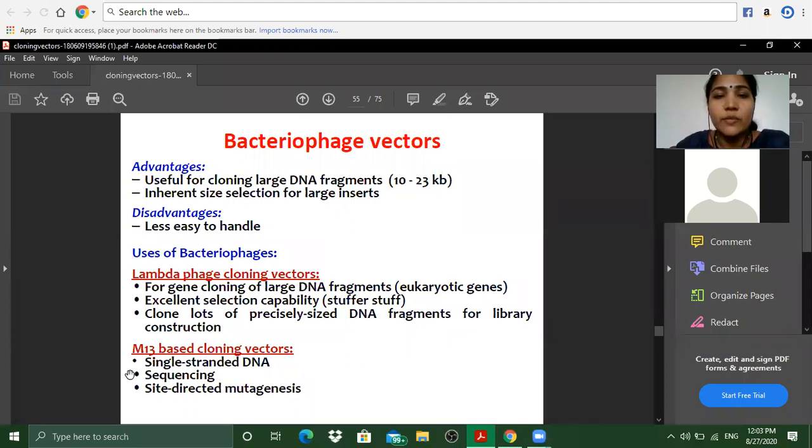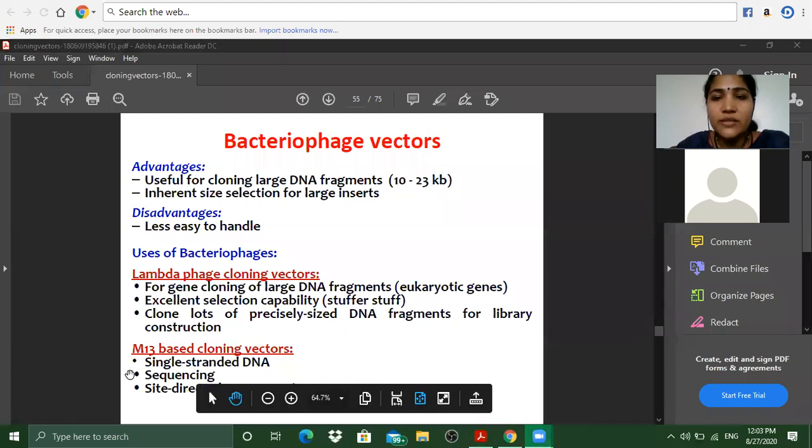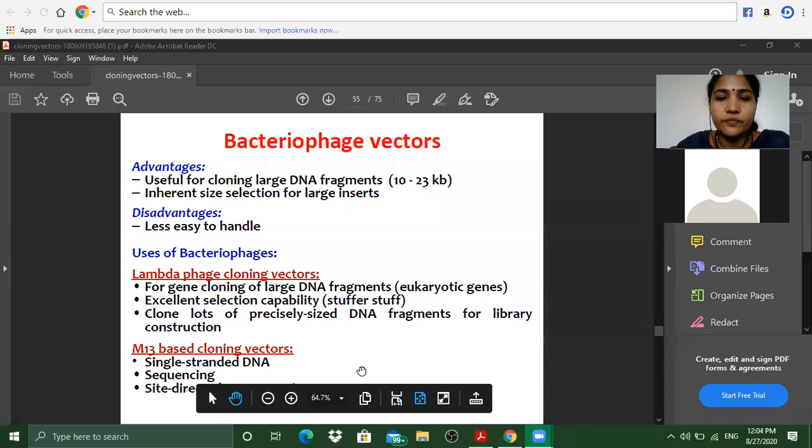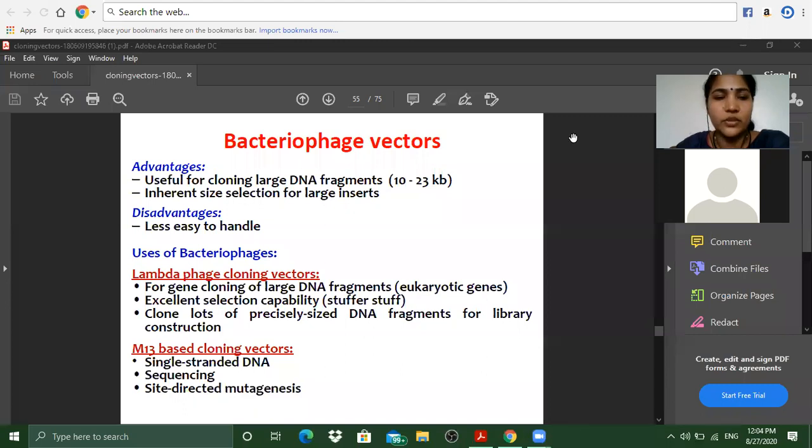Somebody's mic is on. I think Shraddha's mic is on and Dhanashree's mic is also on. Okay, guys, please put it on mute. Okay, I did put the name.